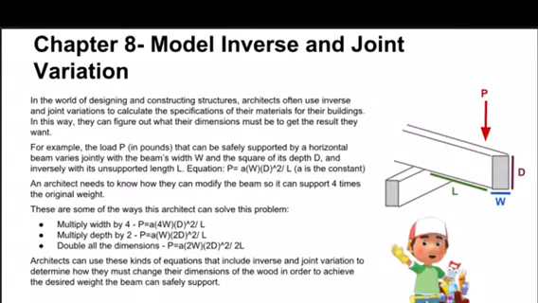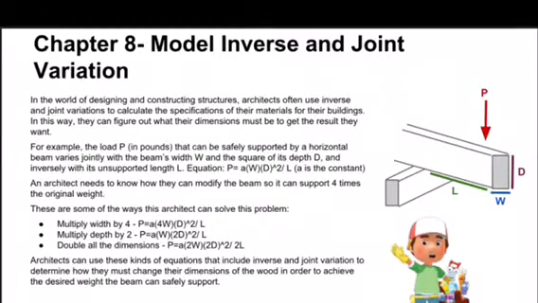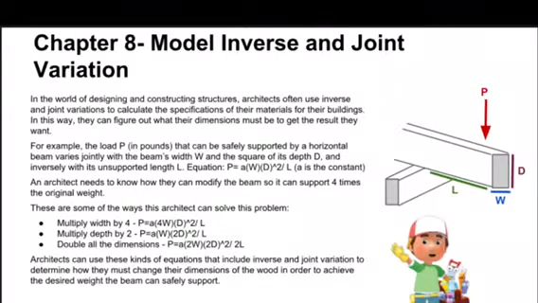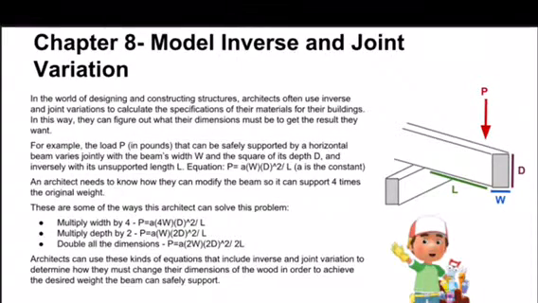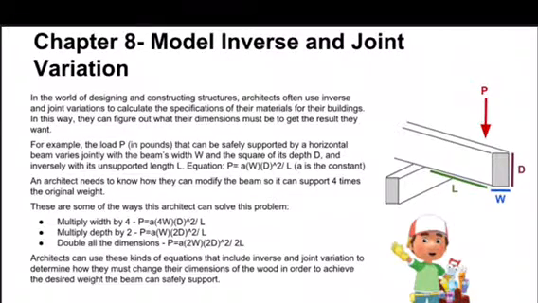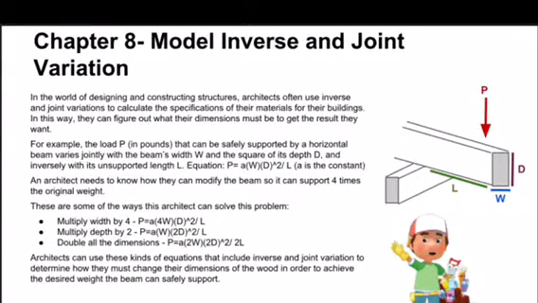For example, the load P in pounds that can be safely supported by a horizontal beam varies jointly with the beam's width W and the square of its depth D, and inversely with its unsupported length L. So the equation is P equals A times W times D squared over L. A is the constant. An architect needs to know how they can modify the beam so it can support 4 times the original weight. These are some of the ways this architect can solve this problem. Multiply width by 4, multiply the depth by 2, or double all the dimensions.